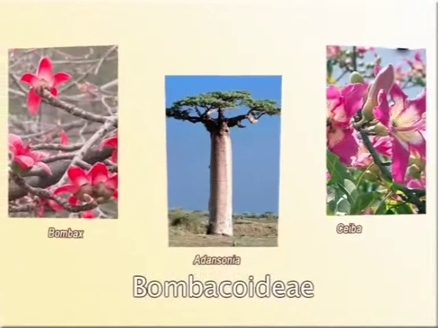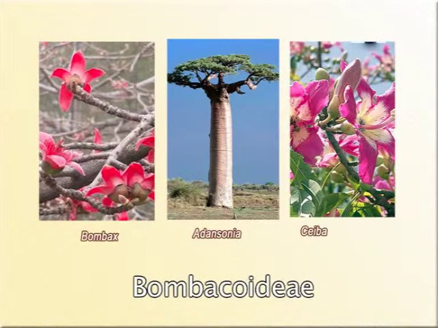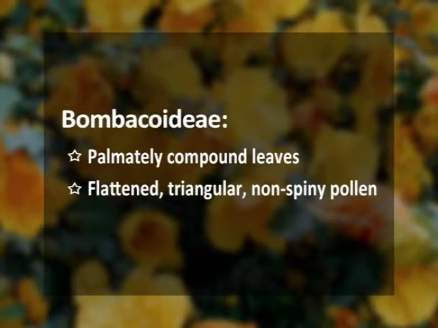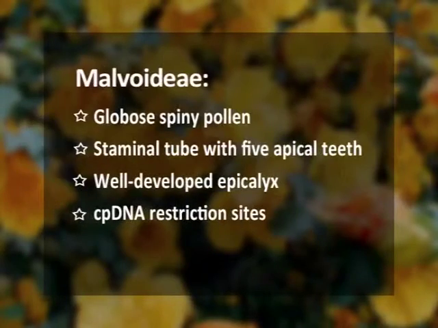Starting with the Bombicoideae, which is represented by common genera like Bombax, Adansonia, Ceiba, etc. They may be monophyletic because of having palmately compound leaves and also having platinate, triangular, and non-spiny pollen grains. The monophyly of Malvoideae, the largest of all the subfamilies, is supported by having globose spiny pollen, a staminal tube with 5 apical teeth, and also a well-developed epicalyx. Also, the chloroplast DNA restriction site data also support its monophyly.